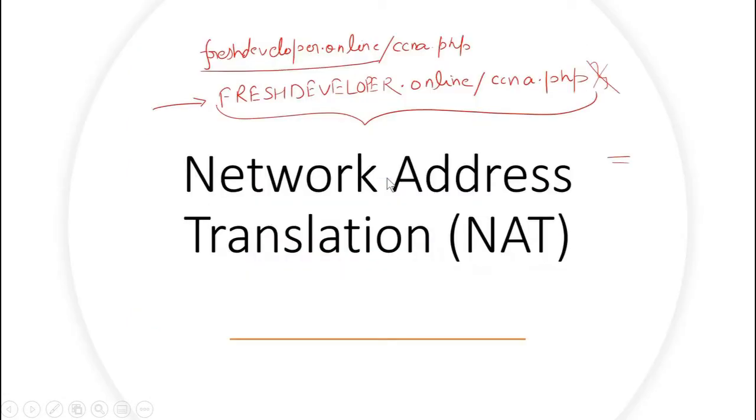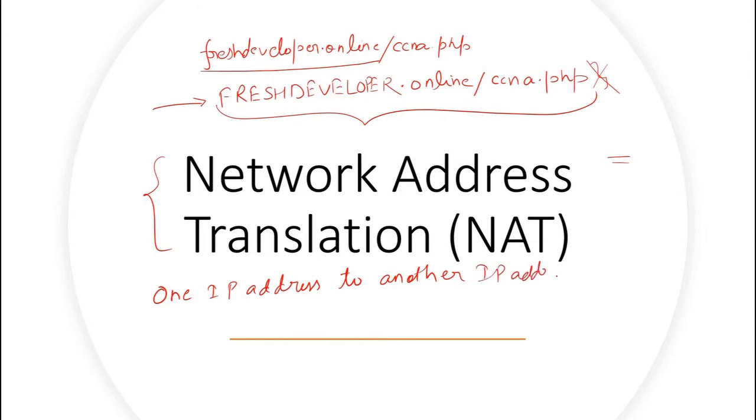Anyways, let's discuss what NAT is. Network address translation is basically the conversion of one IP address to another IP address. Some people also call it private to public or public to private, but I prefer to say this line: one IP address to another IP address.